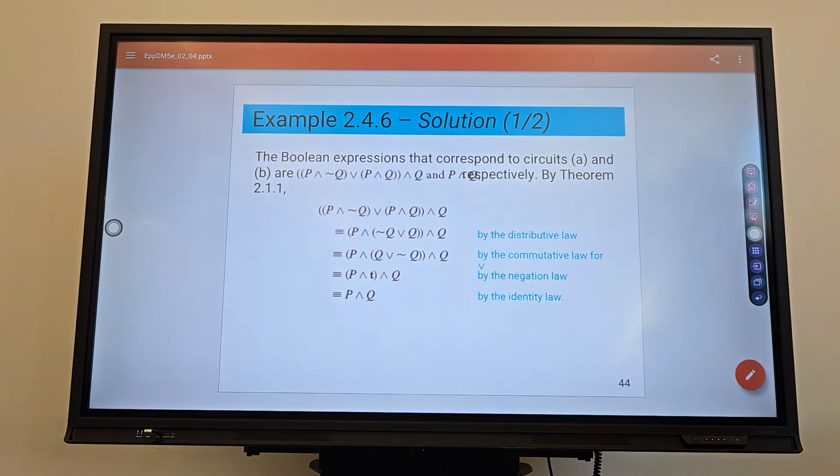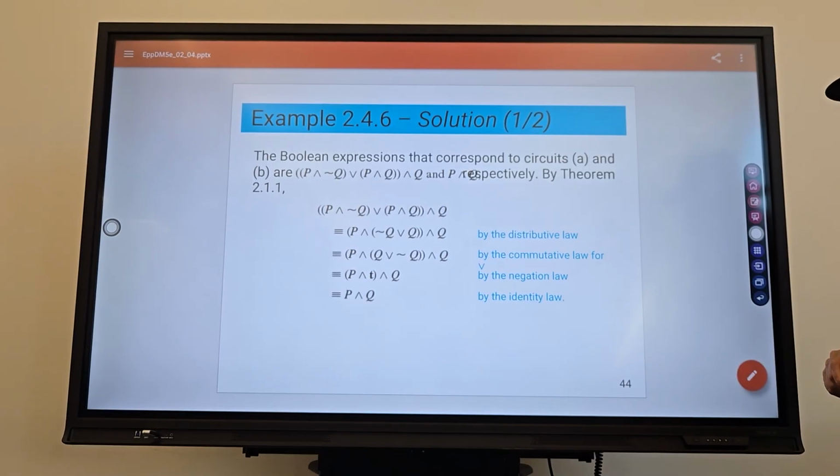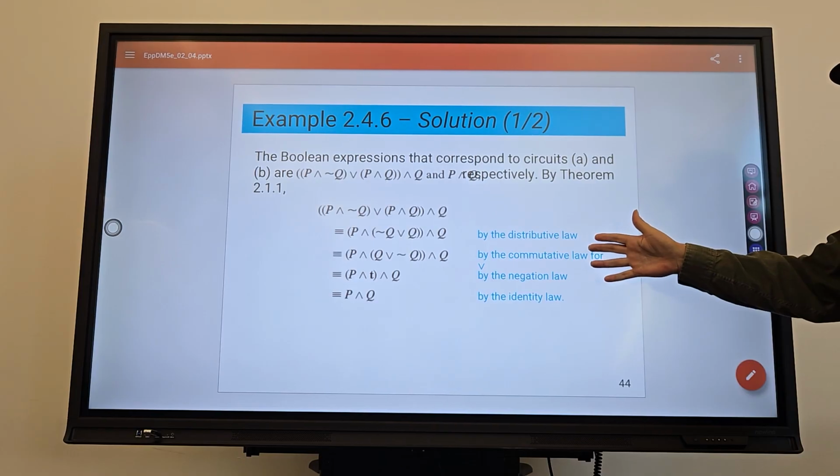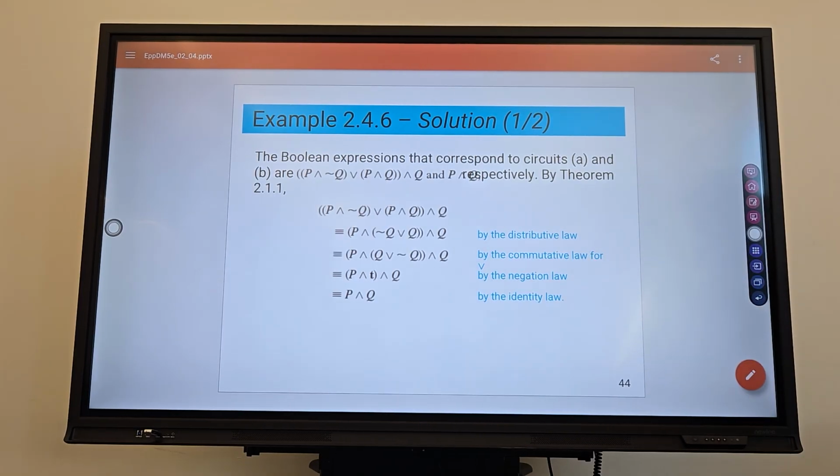So this is commonly referred to as Boolean algebra. You are manipulating and changing the expressions to a more simple form.